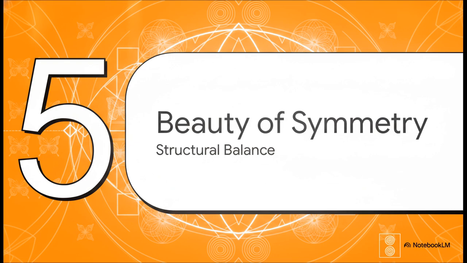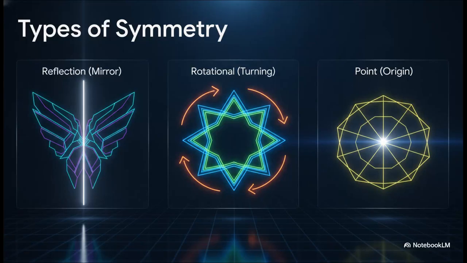Section 5. The beauty of symmetry. We've talked a lot about the building blocks, but what actually gives them visual balance? Symmetry. Symmetry manifests in 3 distinct transformations. We have reflection symmetry, which is like a mirror image right down the middle. We have rotational symmetry, where you can turn a shape a certain number of degrees and it looks exactly the same. And point symmetry, which focuses on matching everything symmetrically through a central origin point. It's the ultimate balancing act in structural design.